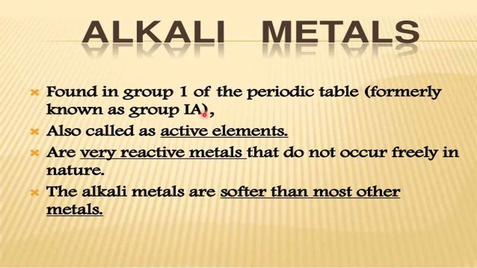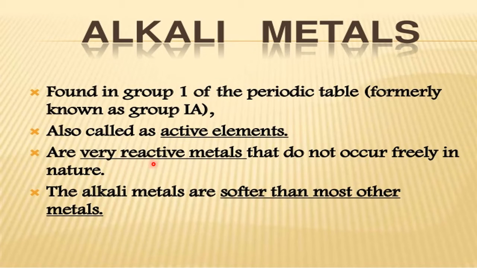Okay, right. They are also called active elements because they are on the extreme left. I told you, on the extreme left they have the largest size. They can lose electrons easily. Therefore they are called very reactive elements. That's why they are called active elements of the modern periodic table. The most reactive elements of the modern periodic table are what? Alkali metals.